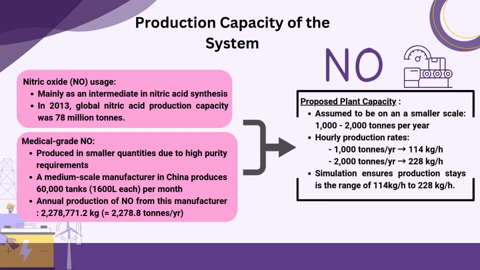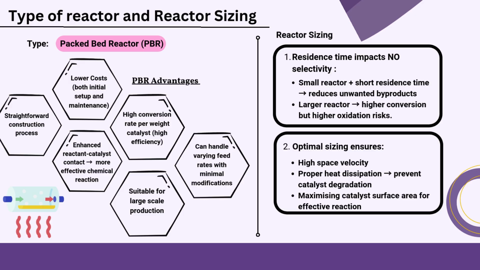for efficiency and consistency. For ammonia oxidation, a packed bed reactor is the ideal choice due to its high conversion rate per weight of catalyst and efficient contact between reactants and catalysts. According to Fogler 2011, PBRs are scalable, easy to construct, and cost-effective, making them suitable for large-scale production. In comparison, fluidized bed reactors offer good mass and heat transfer but come with higher operational costs, while CSTRs provide uniform temperature distribution but have lower conversion rates.